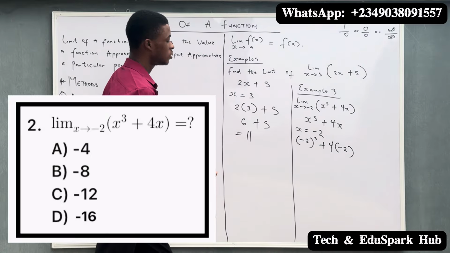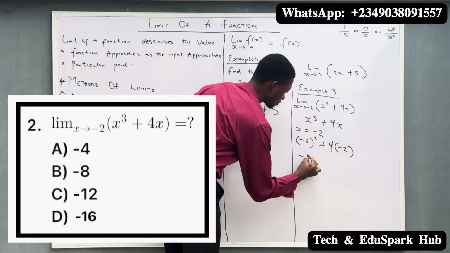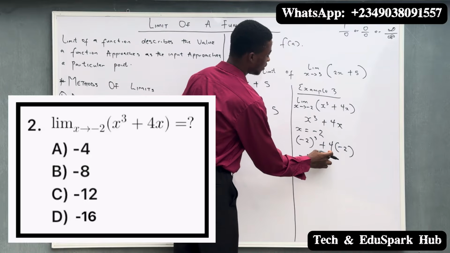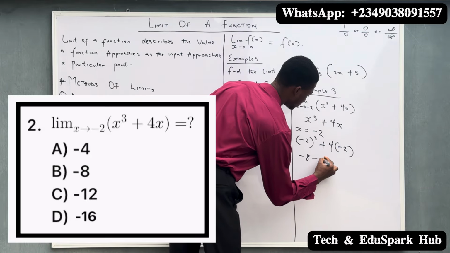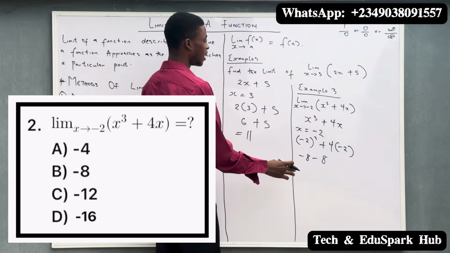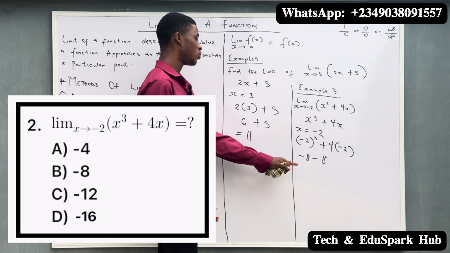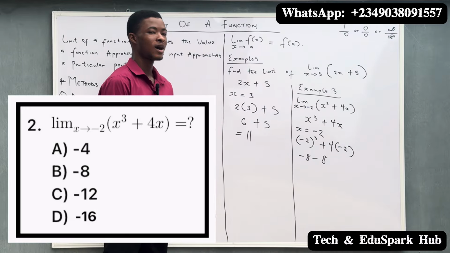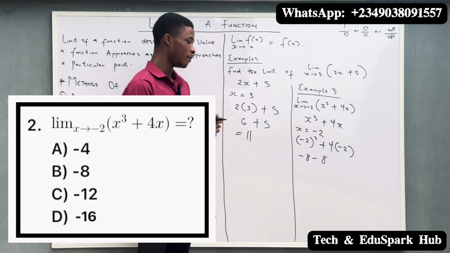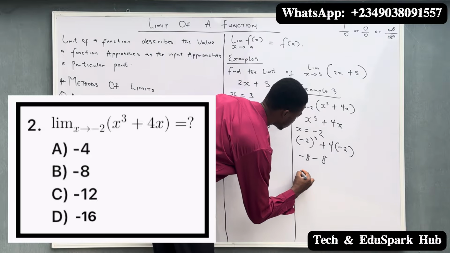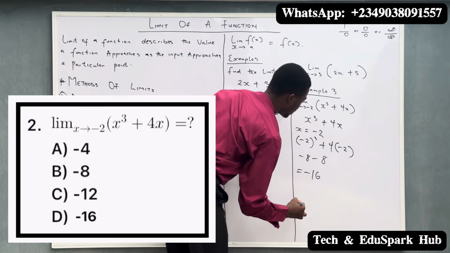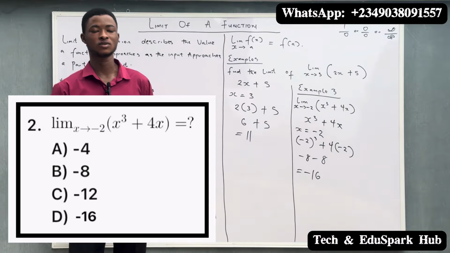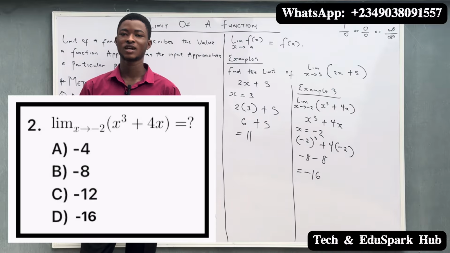So minus 2 cubed will give us what? Minus 8. And 4 multiplied by minus 2 will give us minus 8, because minus times plus will give us minus. So we have minus 8 minus 8. How do we add this together? It's just like saying you are owing someone 8 and you are owing another person 8. When you add what you are owing together, you'll have minus 16. So we are going to have minus 16 as our final answer. Looking at the options we have, option D is correct for this kind of question. So minus 16 is correct.